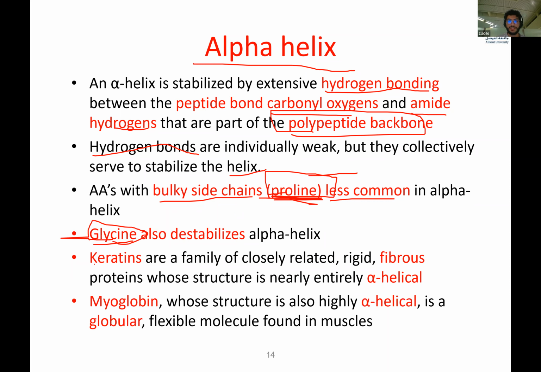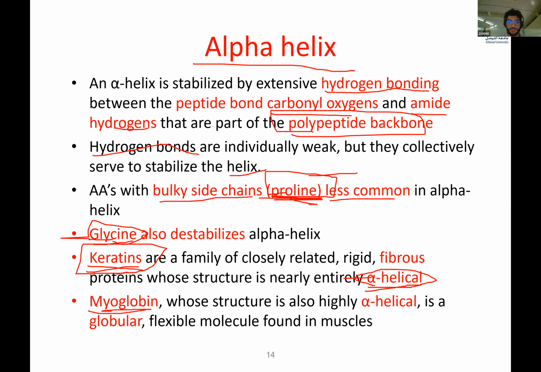Now, it gives you specific examples over here. Keratins are the ones found in, like, proteins found in the skin. Basically, they are fibrous proteins. They're basically all alpha helix. So this is an example of an alpha helix. Keratin protein is an example of an alpha helix. So you memorize this also.